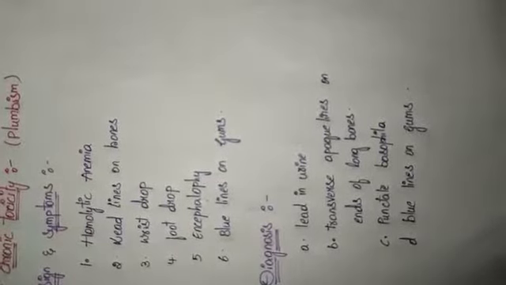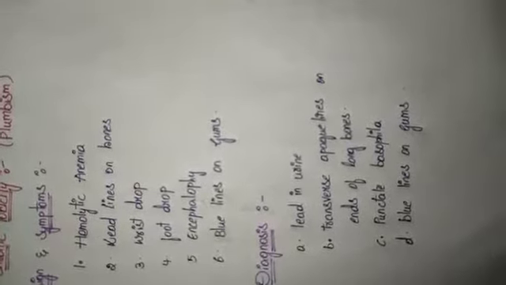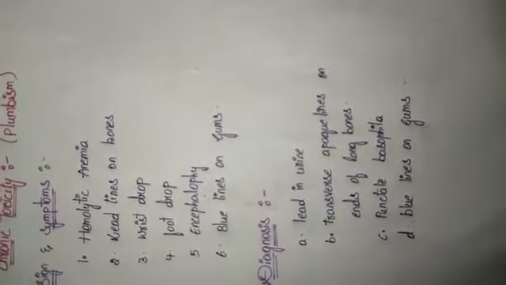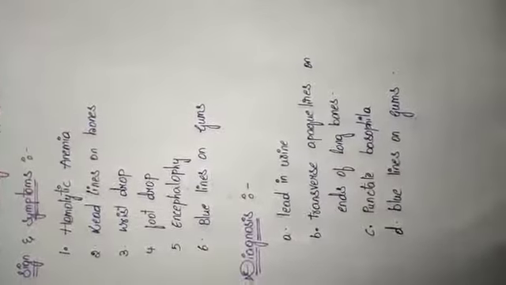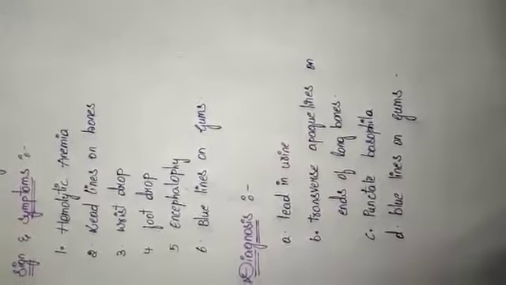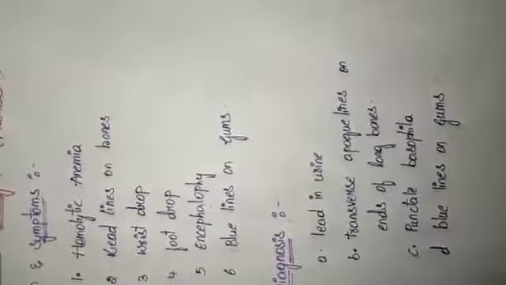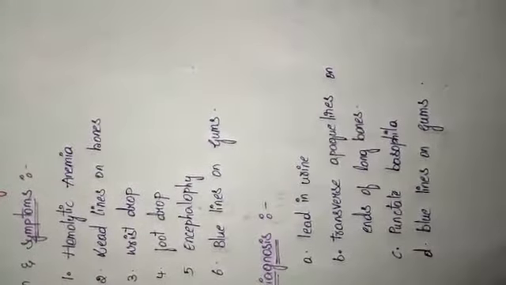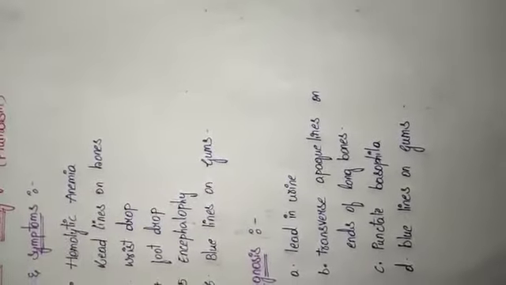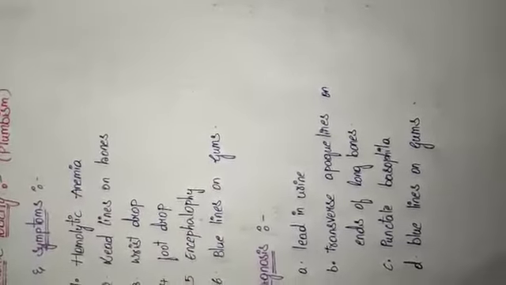It causes hemolytic anemia and also lead lines on the bone, wrist drop and foot drop. It also causes encephalopathy and blue lines on the gums. Coming to the diagnosis. When we do a urine test, we will find lead in the urine, and we will also observe the lines on your bones. And when we go for the blood test, we will observe punctate basophilia, and we can easily see blue lines on your gums.